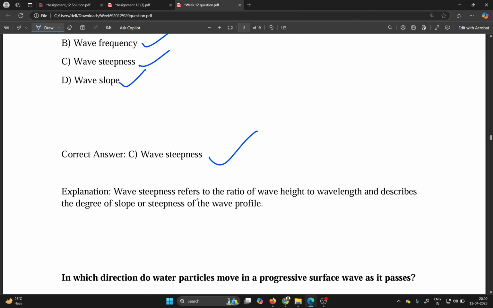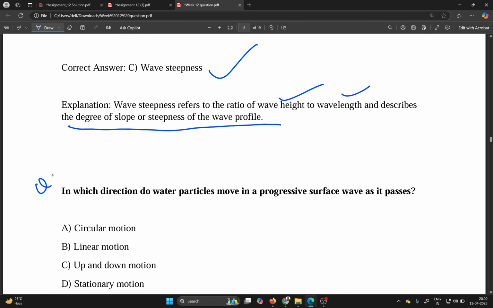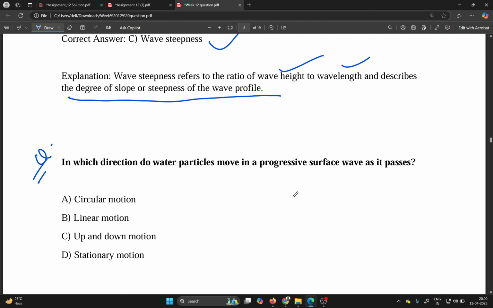The wave steepness refers to the ratio of wave height to wavelength, and describes the degree of slope steepness of the wave profile. The next question is, in which direction do water particles move in a progressive surface wave as it passes? Circular motion, linear motion, up and down motion, and stationary motion.